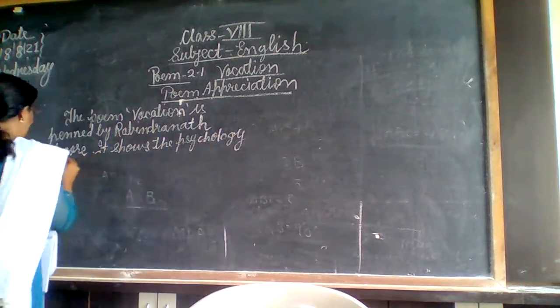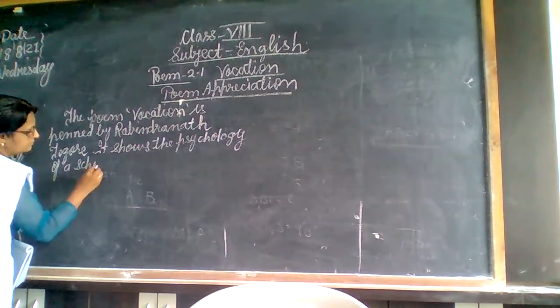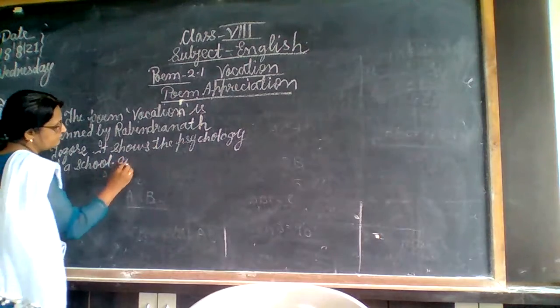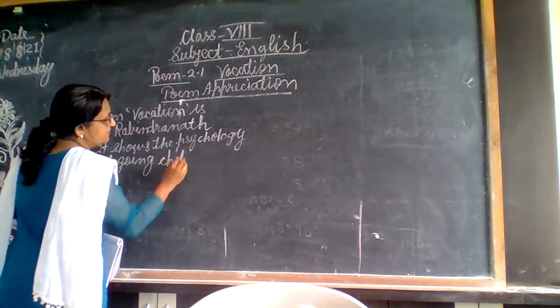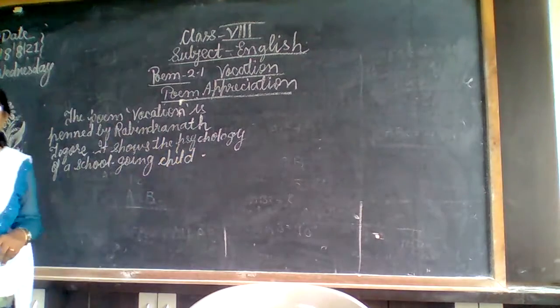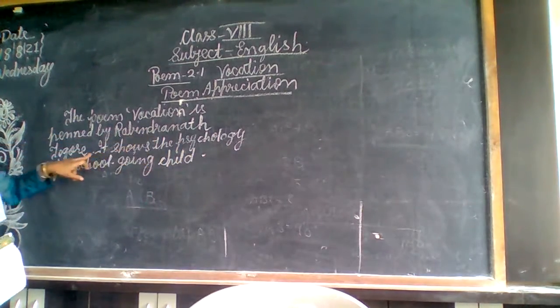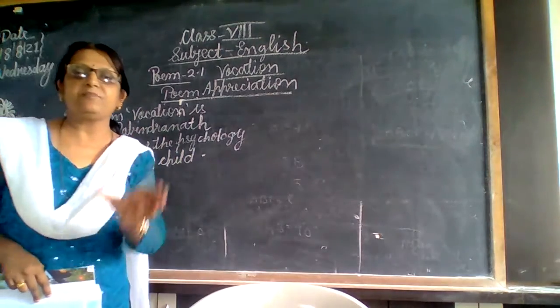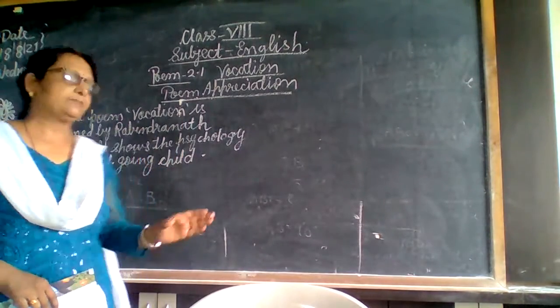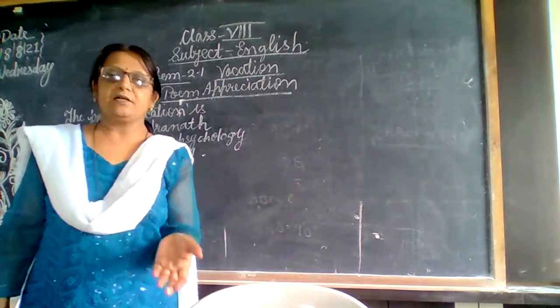The psychology of a school going child. So this will be in the first paragraph. So this poem is penned by Rabindranath Tagore. This is already given in the textbook and in the question paper, the name of the poem and the poet will be given. So a little bit you can add to score and to present it more properly.